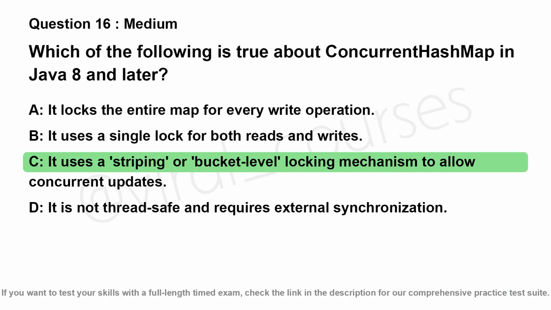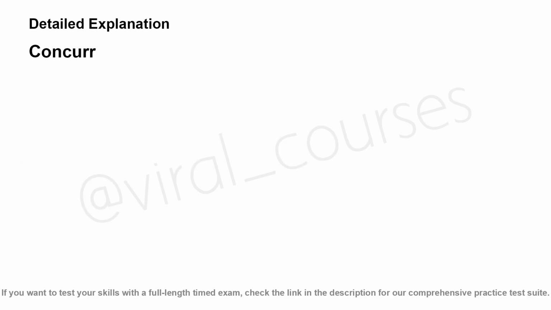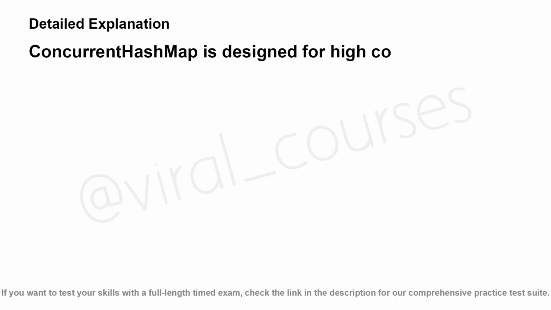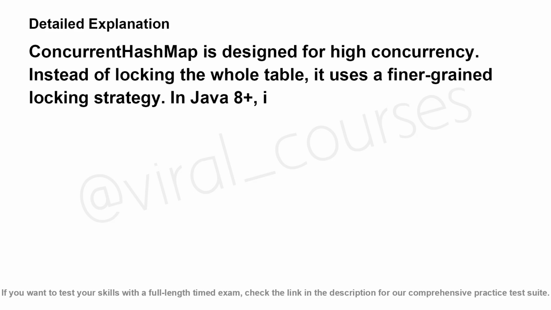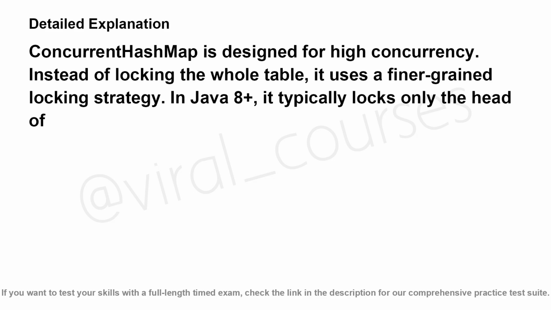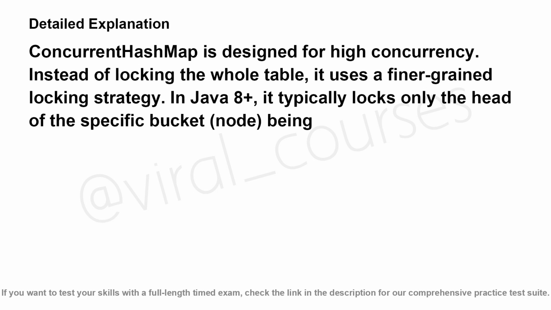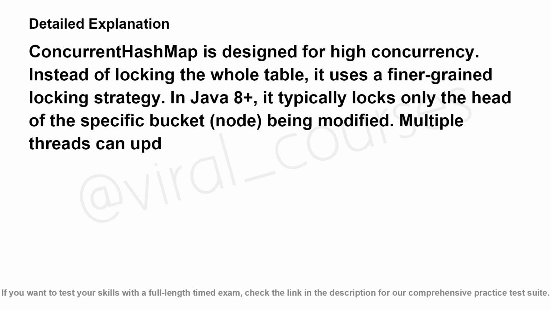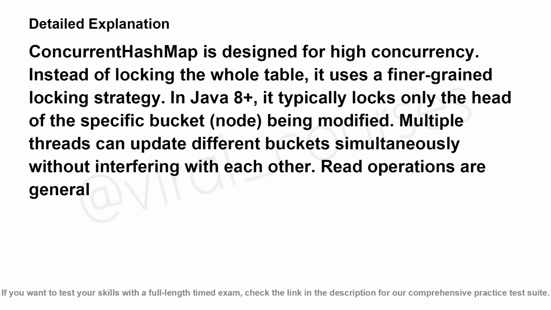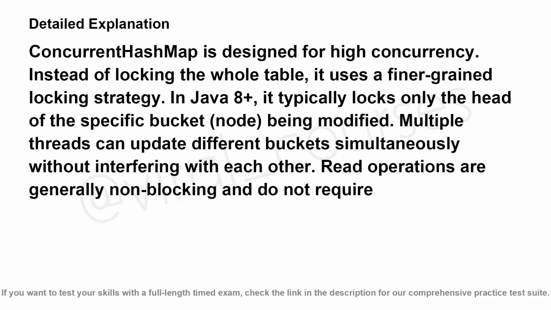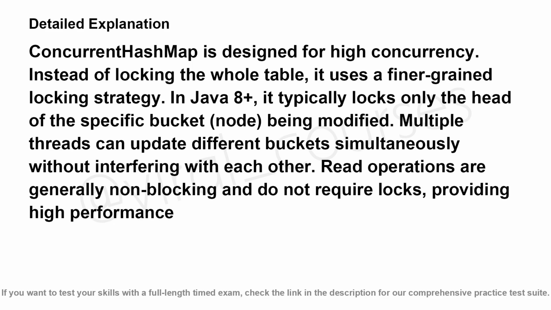The correct answer is C. ConcurrentHashMap is designed for high concurrency. Instead of locking the whole table, it uses a finer-grained locking strategy. In Java 8+, it typically locks only the head of the specific bucket node being modified. Multiple threads can update different buckets simultaneously without interfering with each other. Read operations are generally non-blocking and do not require locks, providing high performance for read-heavy workloads.